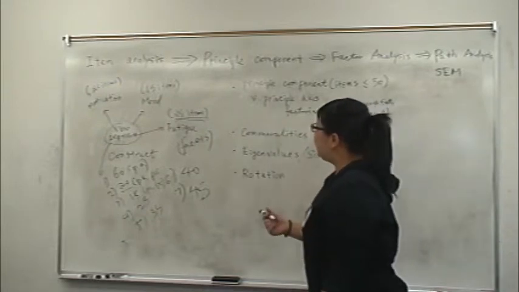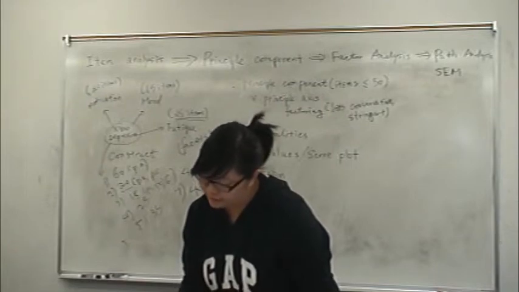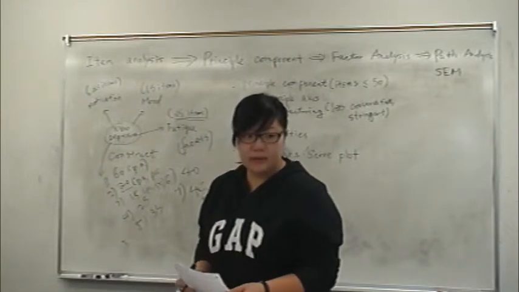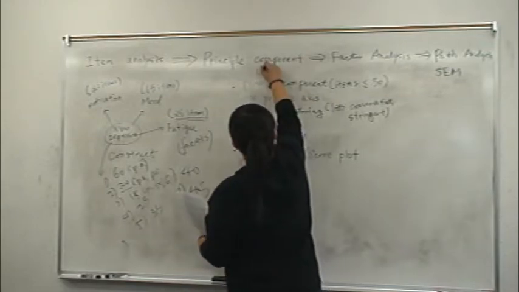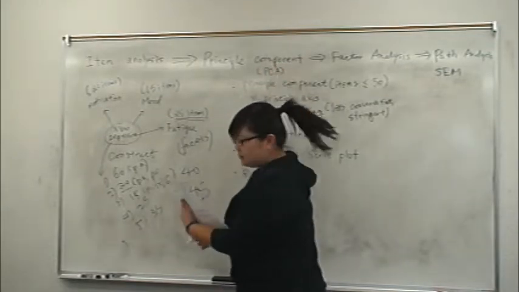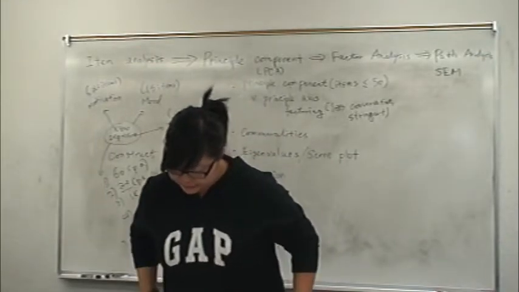Okay, the next one is communalities. It's on page 75. And this is still all under PCA? Yeah, PCA, that's right. So communalities on page 75.